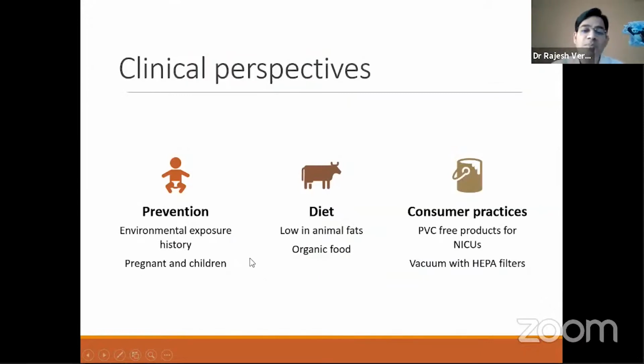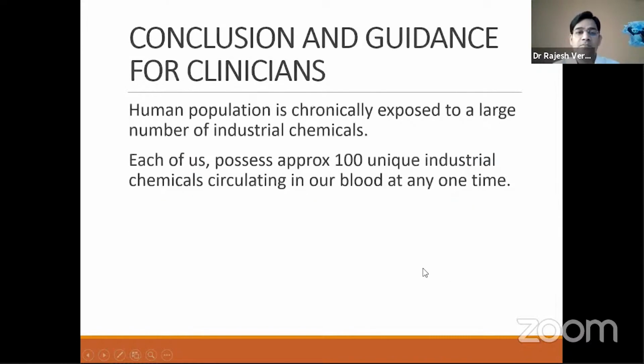So what is the clinical perspective? What should clinicians learn from these EDCs? Yes, we can try to prevent it. Always take the environmental history whenever you are dealing with a patient, especially pregnant ladies and children. Diet: we should use a diet low in animal fats and prefer organic foods. Consumer practices: we can change consumer practices. For example, we can avoid PVC products in neonatal ICUs and use vacuum cleaners with HEPA filters.